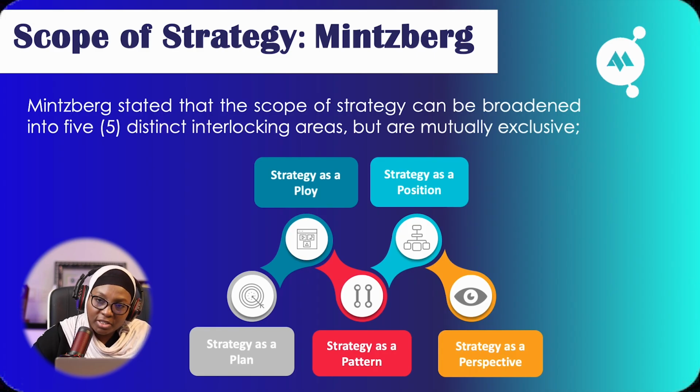The scope of strategy, by Mintzberg, states that the scope of strategy can be broadened into 5 distinct interlocking areas, but are mutually exclusive, which helps us understand that there are 5 distinct components that necessitate an effective strategy. And what are those 5 components? Mintzberg mentions strategy can be seen as a ploy, strategy as a position, strategy as a plan, strategy as a pattern, and strategy as a perspective.